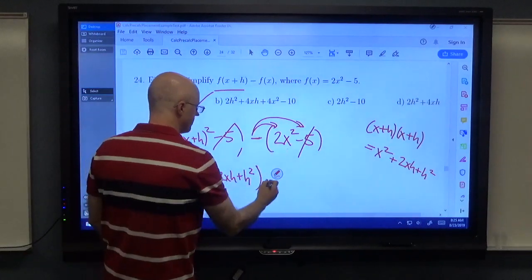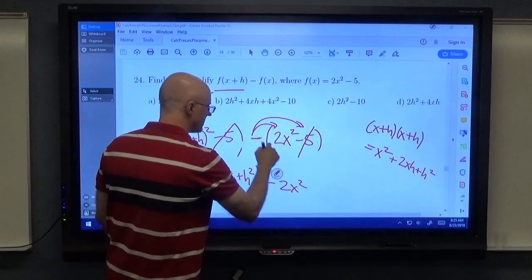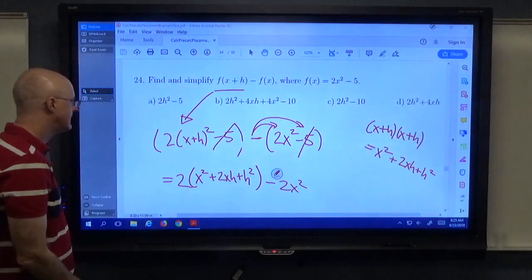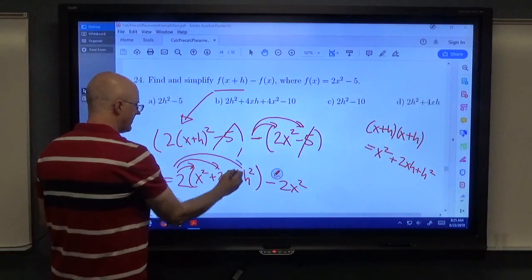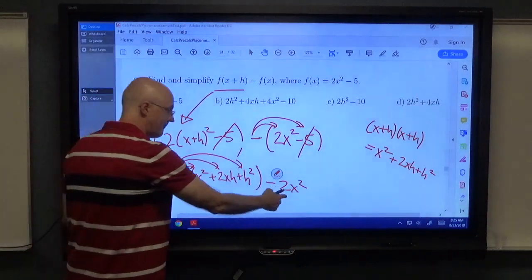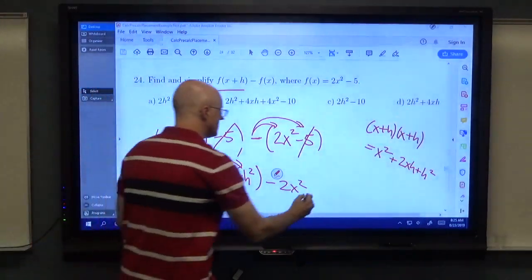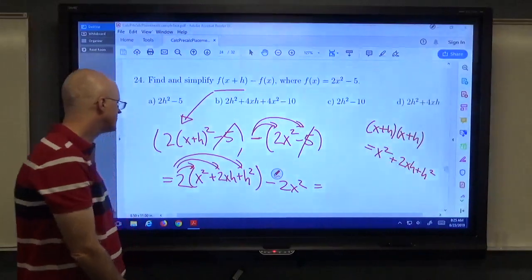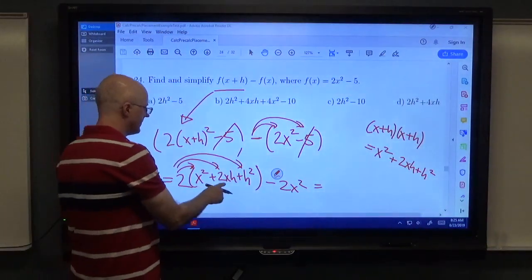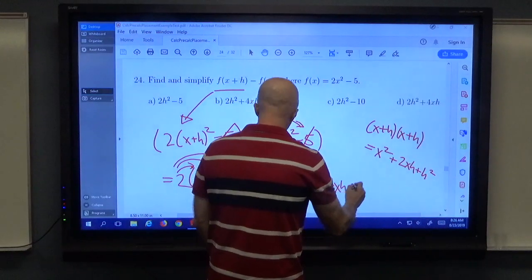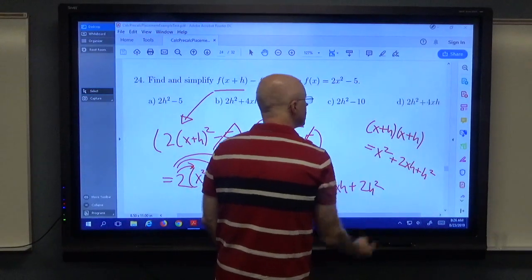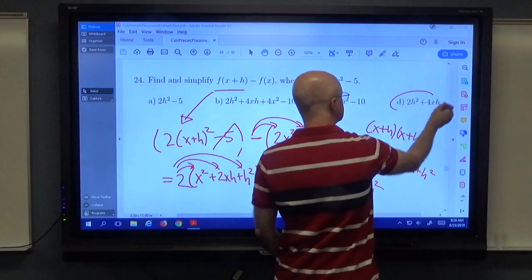And then we have also minus 2x squared from this part here. Distribute this 2 through. You'll get a 2x squared minus 2x squared. Those will cancel to 0, which you don't have to write. You multiply these by 2, you get 4xh plus 2h squared. And that is option D.